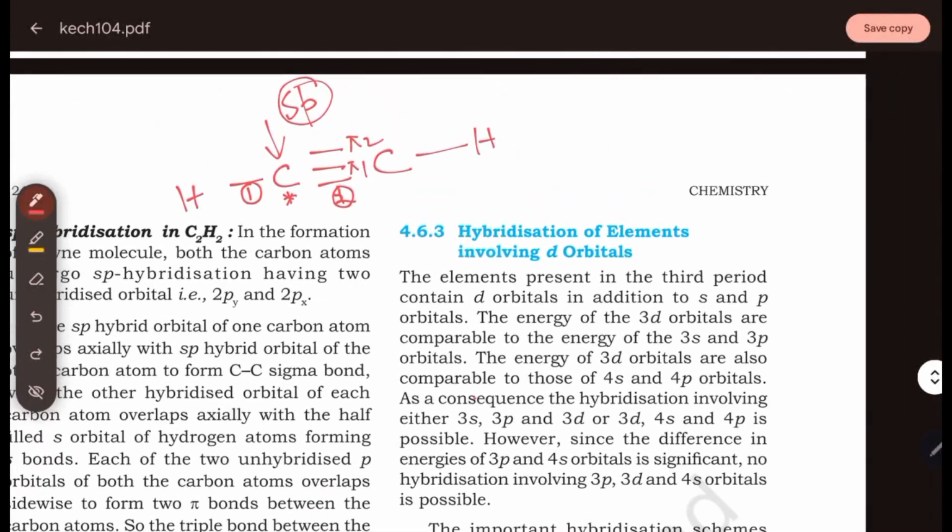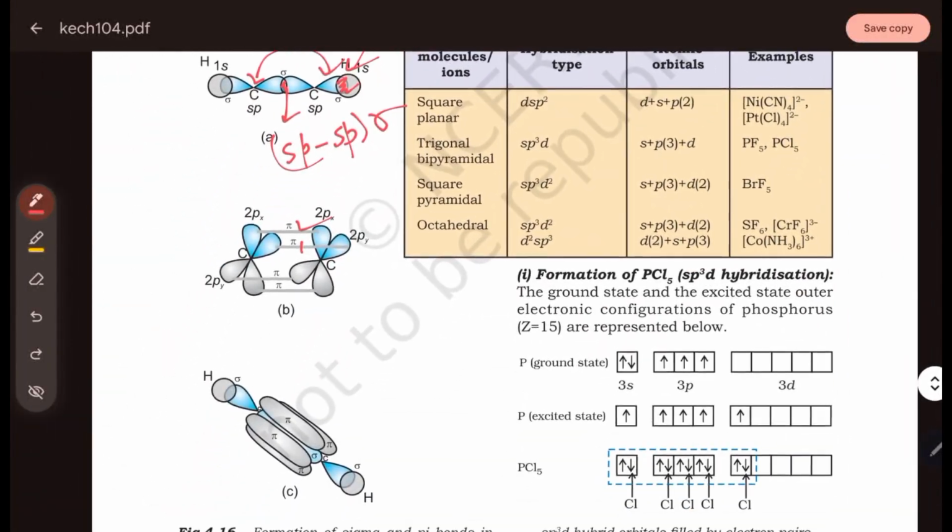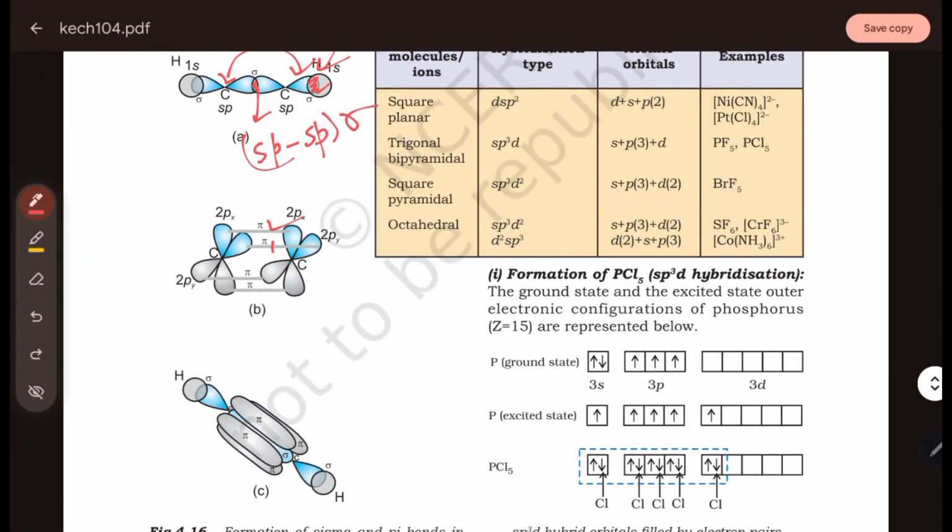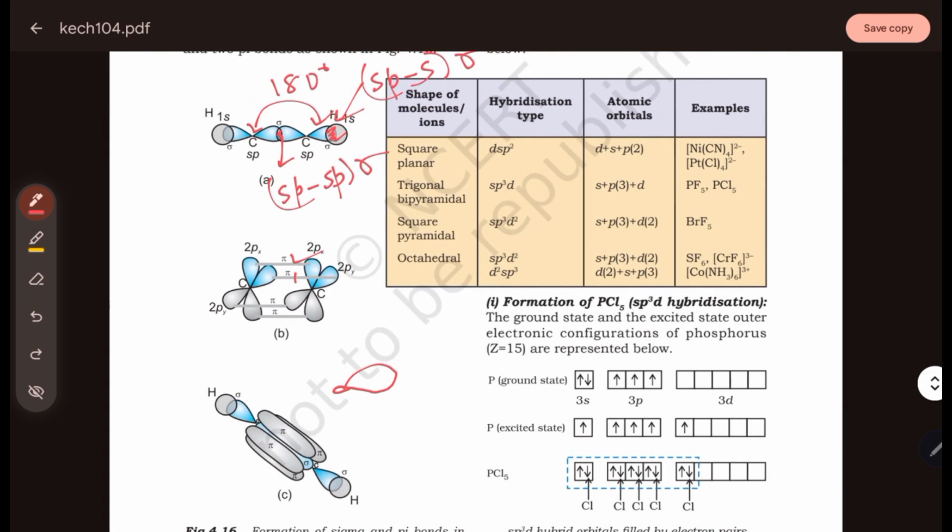Okay, so there are two types of overlap, above and below the sigma plane. If I say this is the sp hybrid orbital of carbon, and this is the other sp hybrid orbital of carbon, so this is one sp of one carbon, this is of the other carbon. So this is your sigma overlap, and this is the hydrogen sigma overlap on both sides.